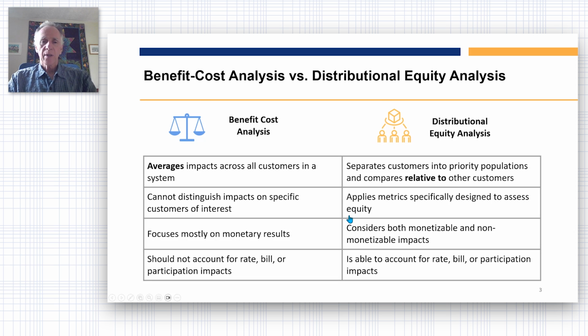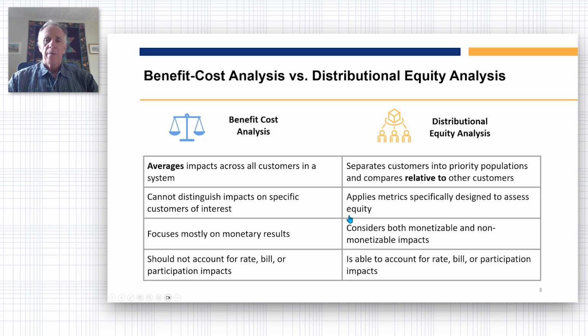In the third row, you can see that BCAs focus mostly on monetary results. The metrics there are costs, benefits, net benefits, and benefit cost ratios. Those are your metrics, and people who are listening are probably familiar with those. They're standard practice. With DEA, there's a whole additional set of metrics that can be used that allow for assessment of equity.